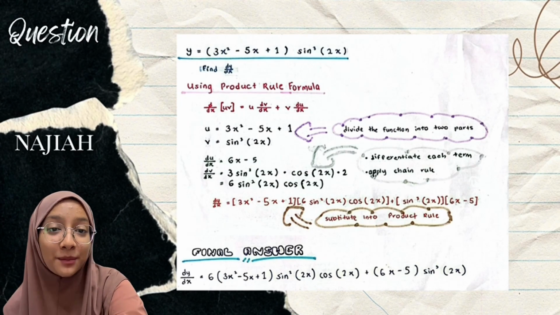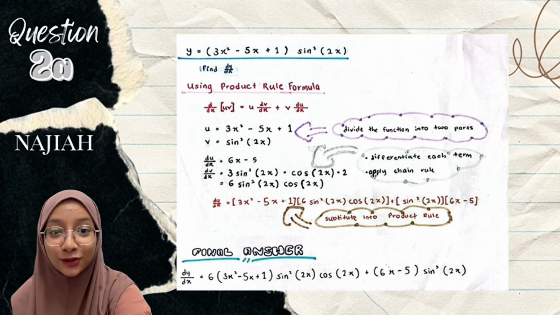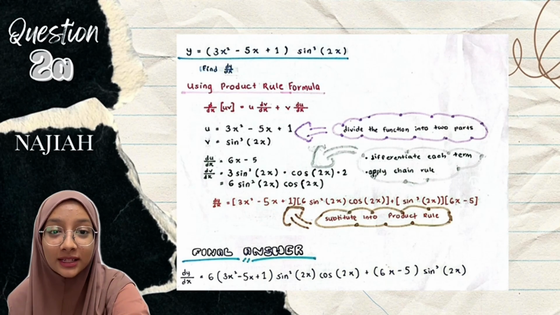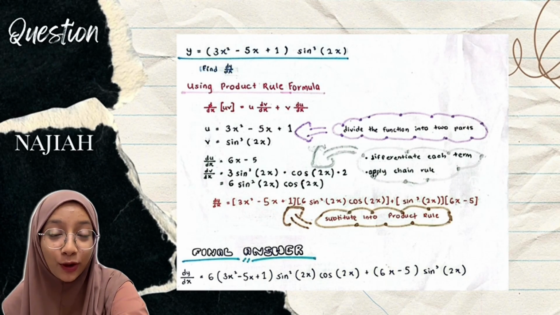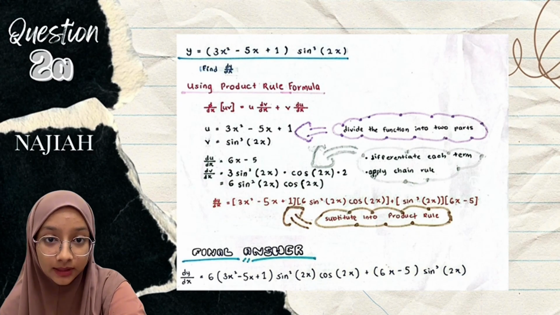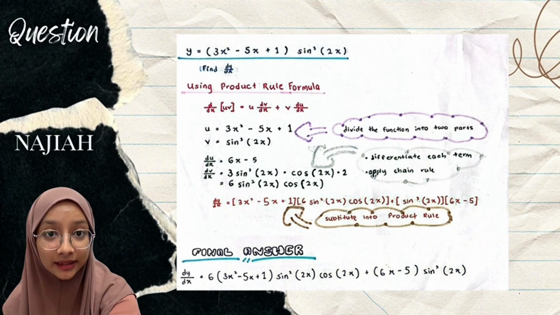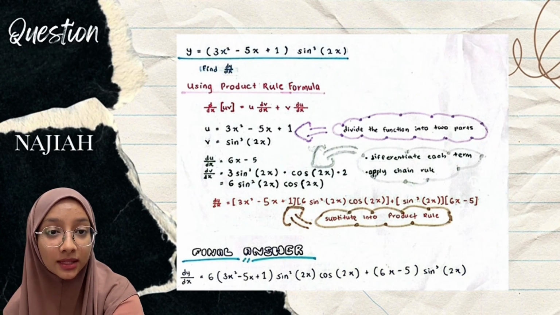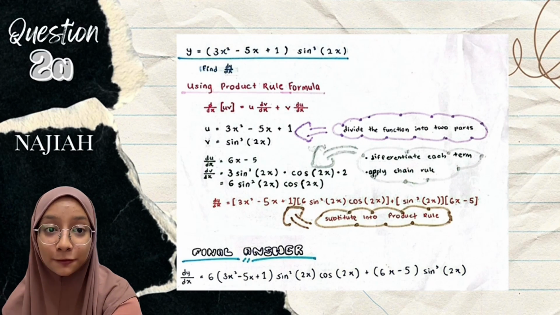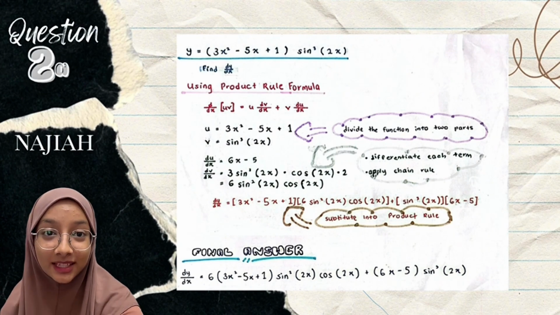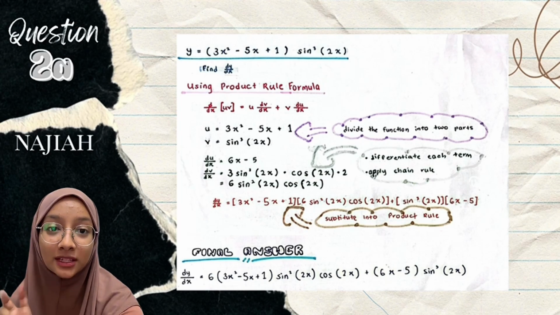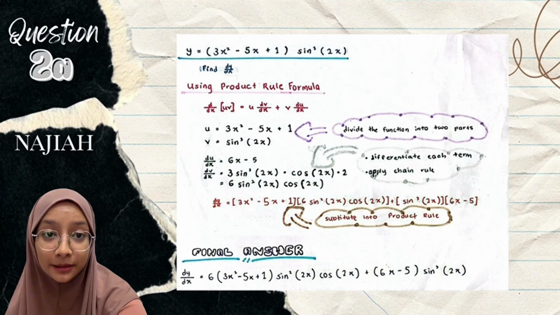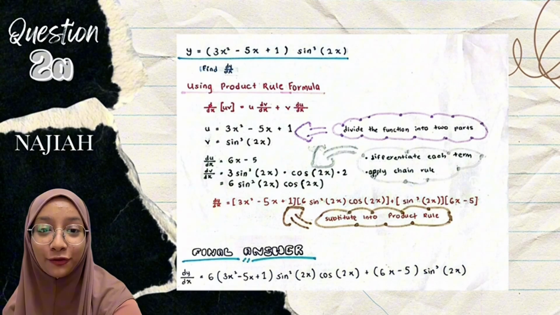Step 4. Apply the product rule. Next, we substitute everything into the product rule formula, which is dy over dx equal to u times dv over dx plus v times du over dx. So, substitute the values. The final answer is dy over dx equal to 6(3x squared minus 5x plus 1) sine squared 2x cos 2x plus (6x minus 5) sine cubed 2x. In conclusion, the product rule is used when two functions are multiplied together. We first separate the function into u and v, differentiate them, and substitute them into the product rule formula.